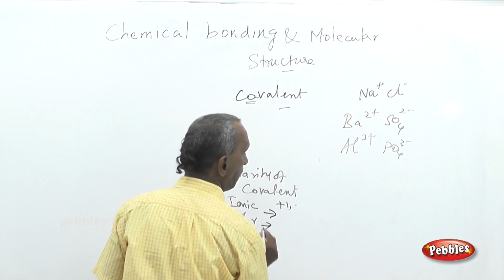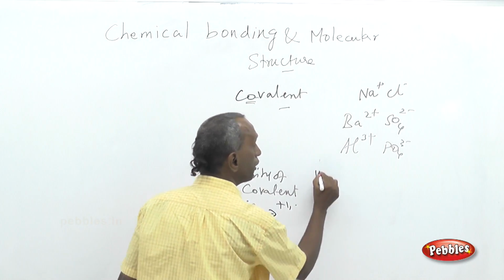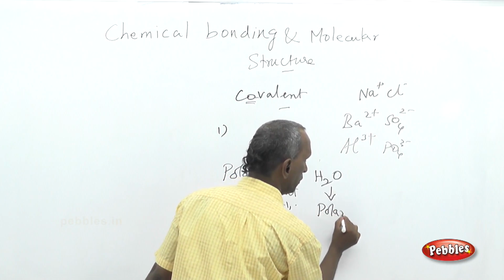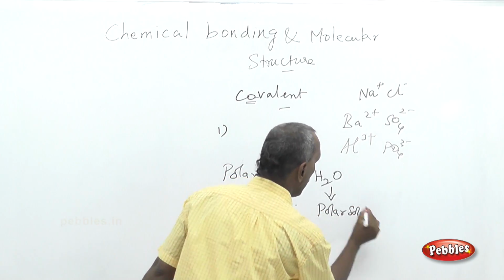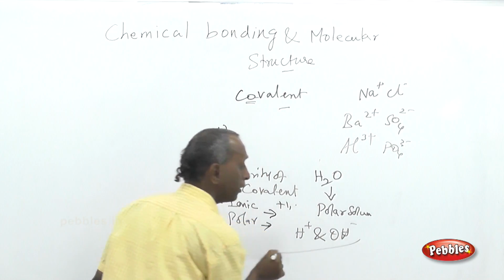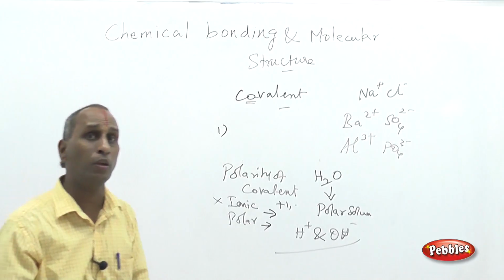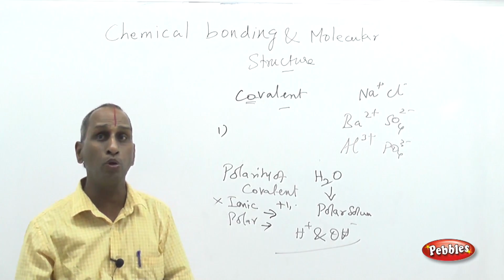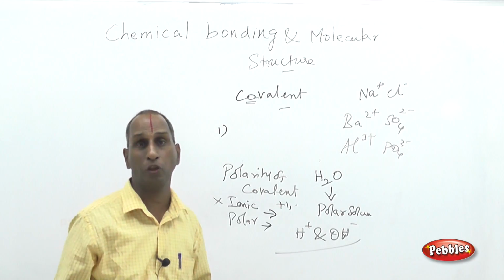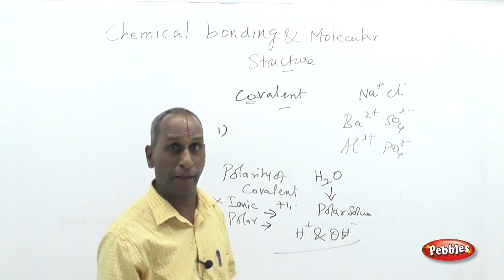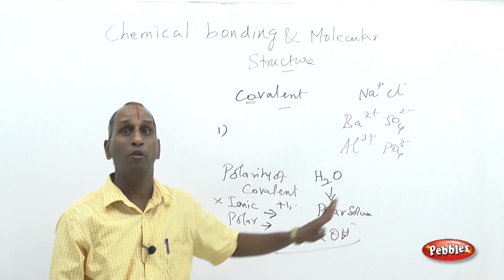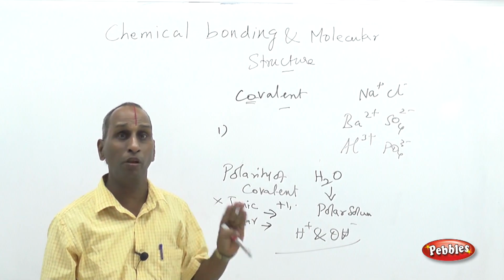Whereas for polar compounds, water is called a polar solvent. Polar solvent means water will not dissociate into H plus and OH minus. If it dissociated into H plus and OH minus, water would be a good source of acid and a good source of base. It would not at all serve the purpose of drinking. So it should not be the case. We are so fortunate to have the polar nature of water. If it were ionic, things would be quite critical.